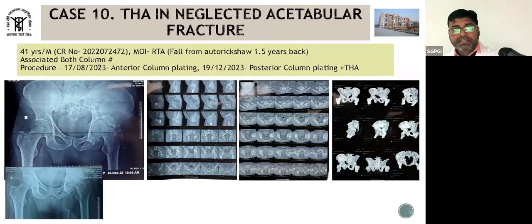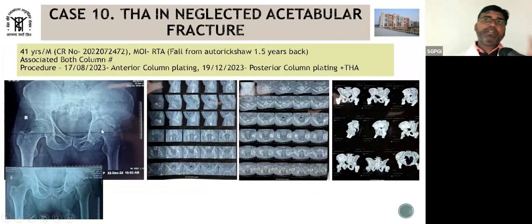Then the final case, again, you can see that there is too much bone loss over there because the head has migrated inside. But surprisingly, the vascularity of the head was intact. The head was still viable, but the acetabulum was lost. So we had no option but to offer this patient a total hip replacement.